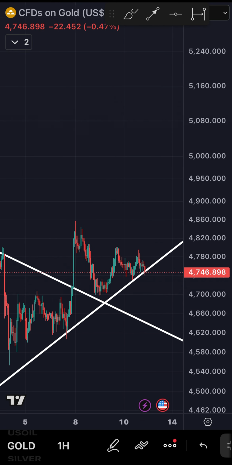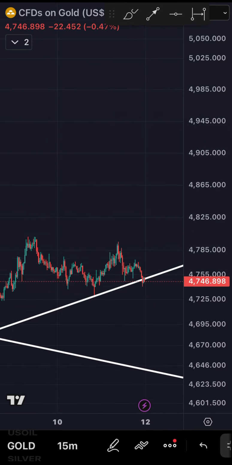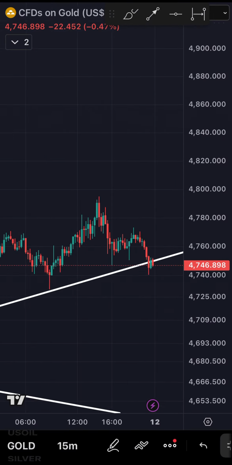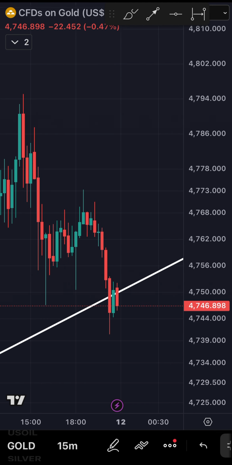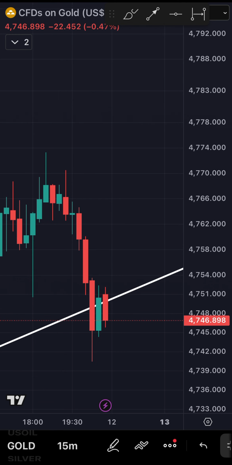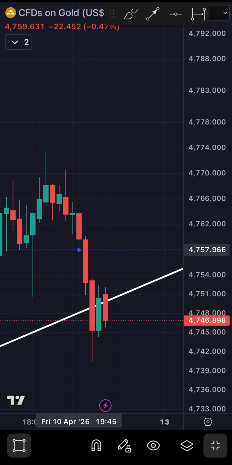So I'm going to keep going down to, let me see if I can find some on the 15 minute. Go to the 15 minute. All right, I don't see too much on the 15 minute other than this fair value gap right here. Okay, so I'm going to mark this fair value gap, which is right here.